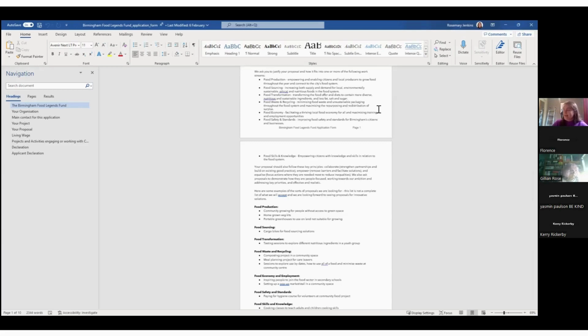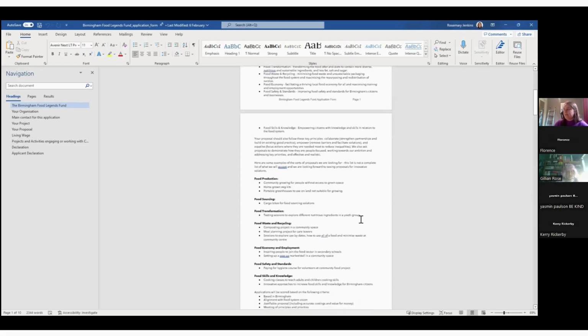Food transformation is relating to transforming the food offer and diets to contain more diverse, nutritious and sustainable ingredients and less fat, salt and sugar. So an example of that one might be taster sessions to explore different nutritious ingredients with a youth group. Food waste and recycling, so minimising food waste and sustainable packaging throughout the food system and maximising repurposing and redistribution of surplus food. So that might include things like composting in a community space, a meal planning project for care leavers to help them waste less food, and also sessions to explore things like use by dates, how to use all of food and minimise waste with people in a community centre.